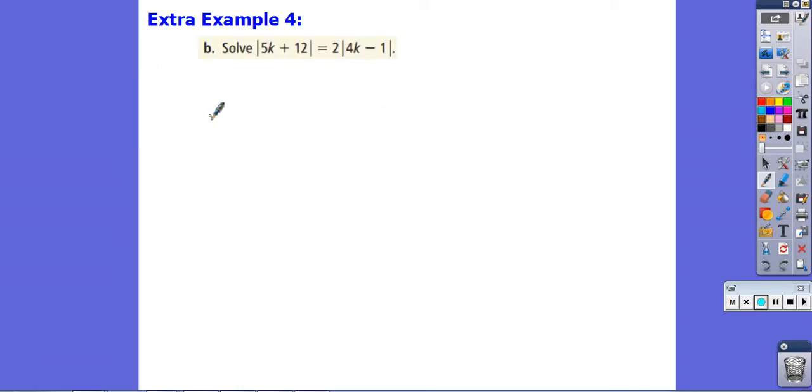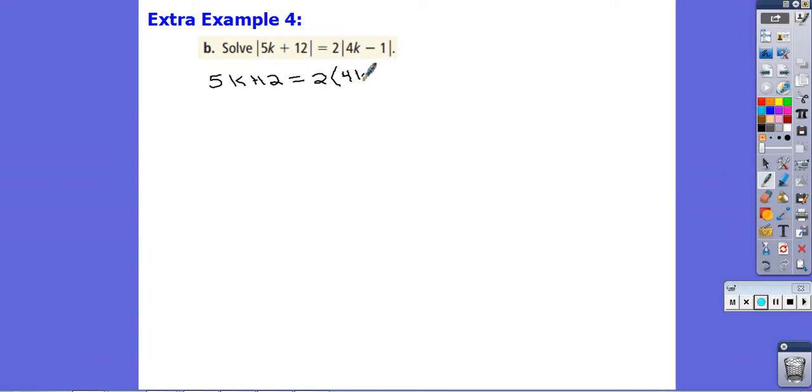Okay, so extra example part B is something similar, except as you see, both equations this time have two terms, so they're a little bit more complex. So to start out, like I said, the first one's always fairly simple. You just basically drop the absolute value.